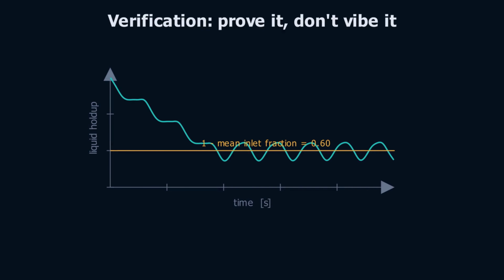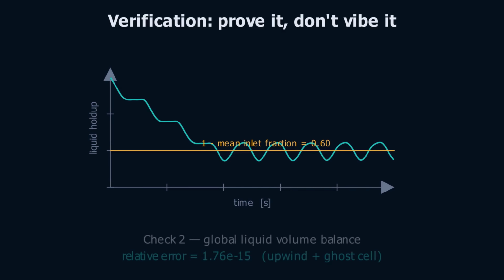Check 2 is mathematical, the volume audit from step 7. The change in liquid volume inside the pipe, against the net liquid volume that actually flowed in, integrated over all 1100 time steps. Relative error, 1.8 times 10 to the minus 15. That is floating point round off. The scheme is conservative not approximately, but exactly, by construction. 2 checks, 2 passes, 0 hand waving.